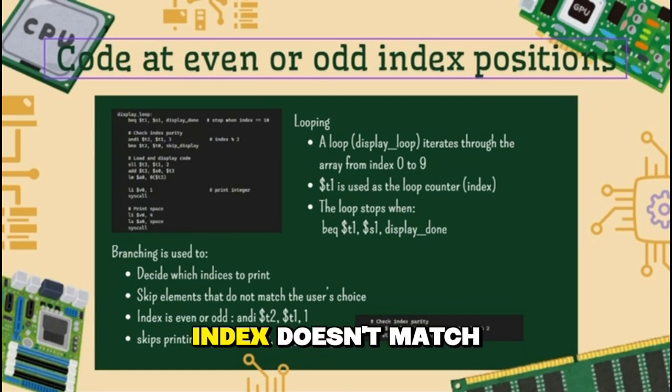If the current index doesn't match what the user asked for, the BNE instruction skips the printing phase and jumps straight to the next iteration. So this ensures we only display the specific values the user requested.